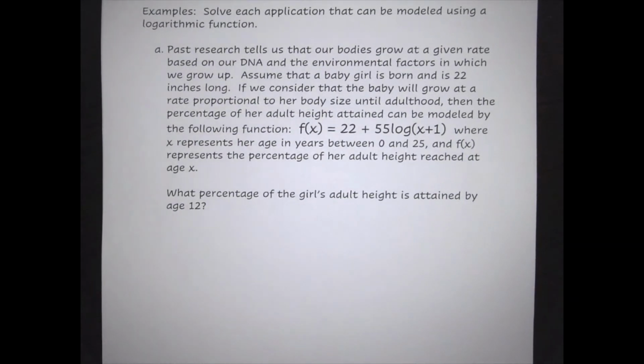Alright, in this video we are going to look at 3 examples of models using the logarithmic functions and how to solve those applications. Now, one of the things you're going to notice about log models is that a lot of times those application problems are fairly lengthy to read, and they have a lot of information in them that is not necessary to the problem.